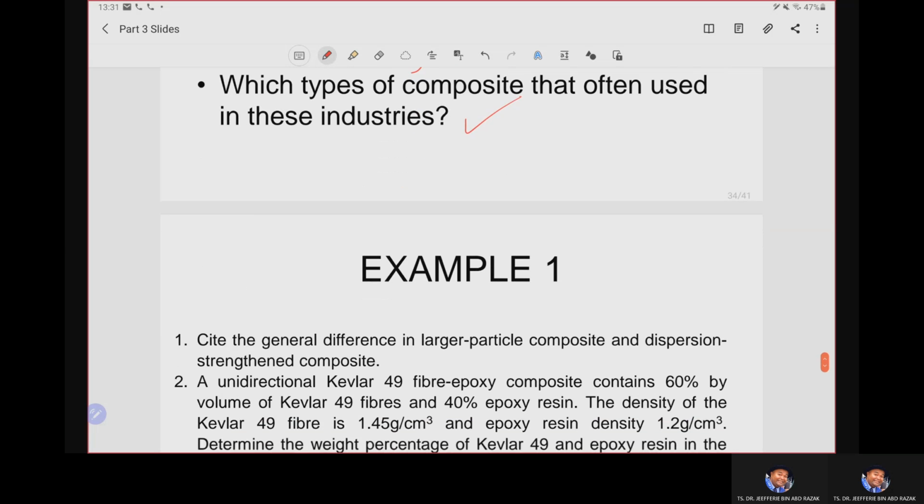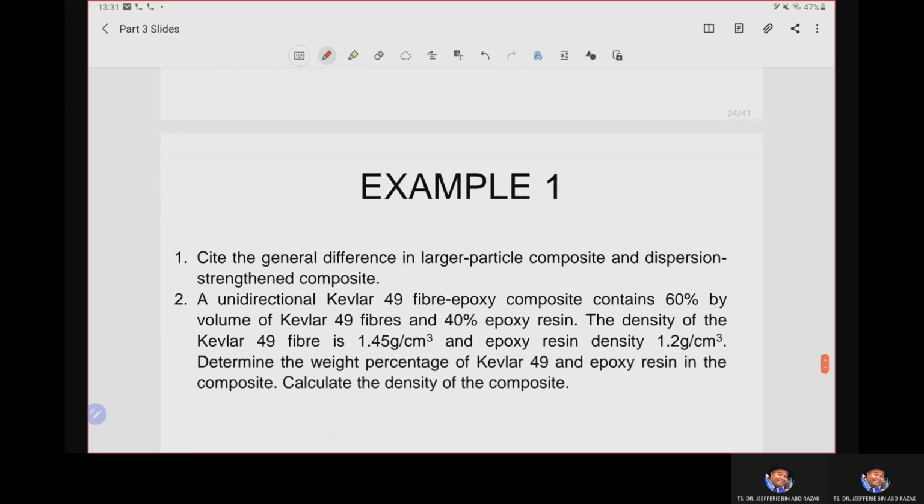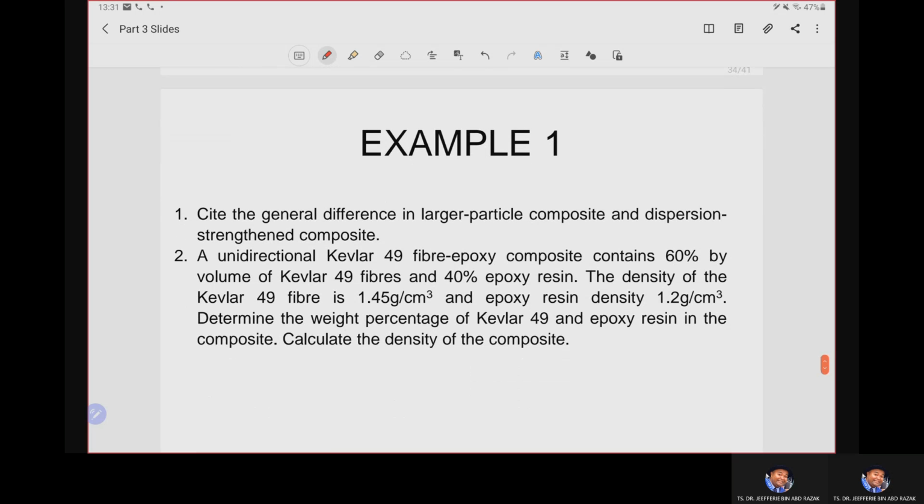All right, let's have a look at an example related to calculation, the pattern of questions that may be asked from this chapter. For the first part: cite the differences between large-particle composites and dispersion-strengthened composites. You may refer to the slide on particulate reinforced composites and create a table of comparison.